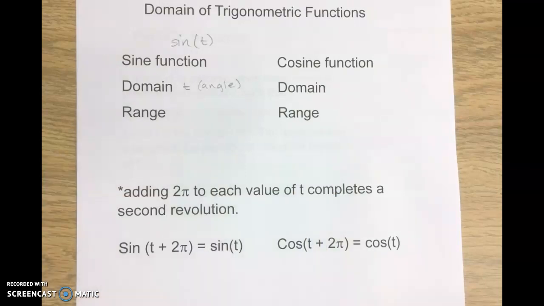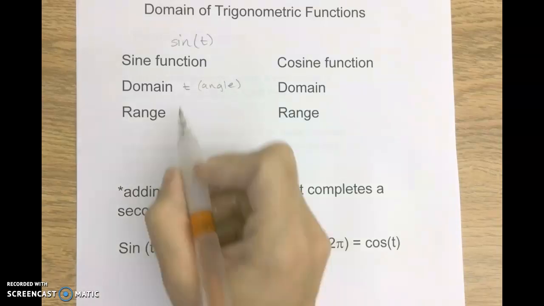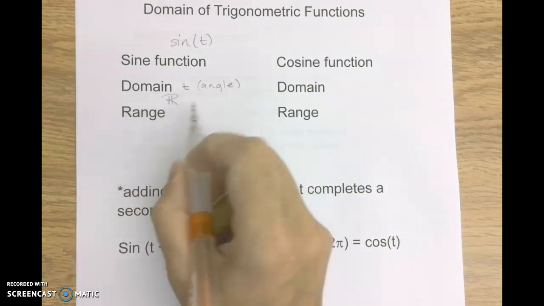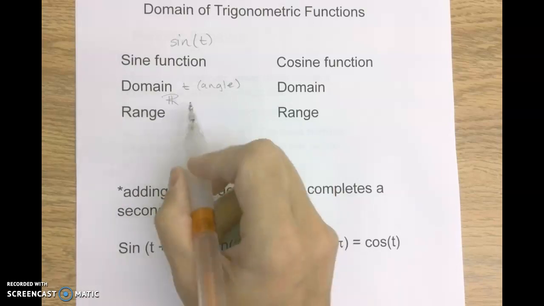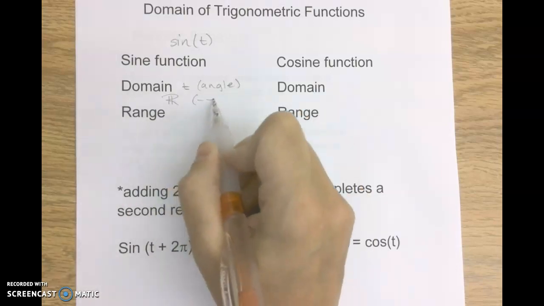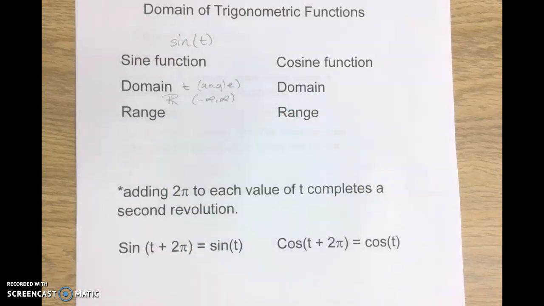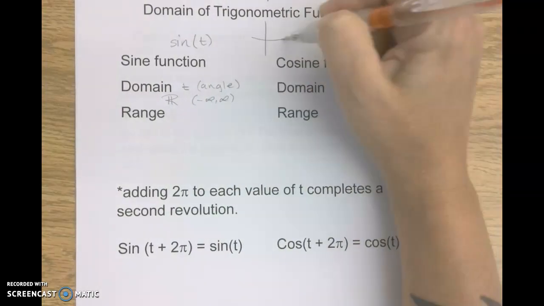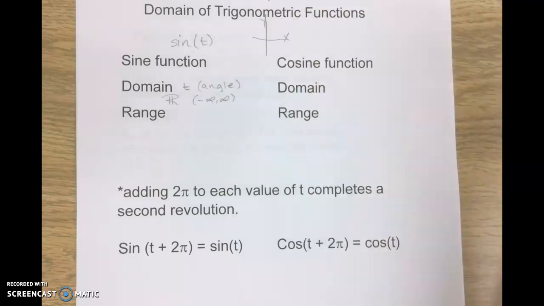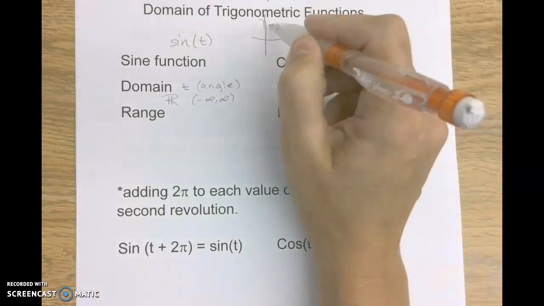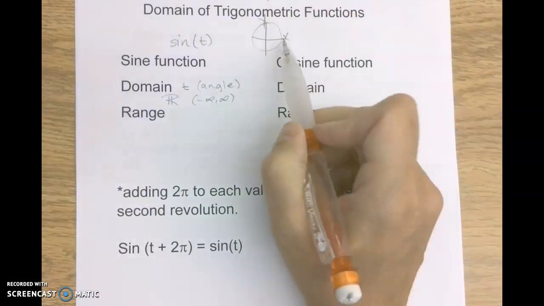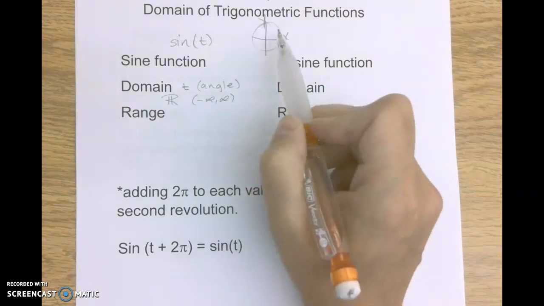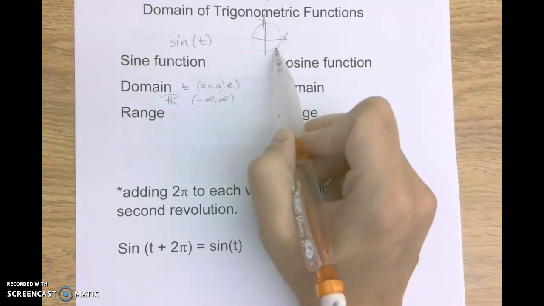There's all sorts of angles. I can go negative as far as I want in the negative angles. I can go as far as I want in the positive angles. So we would say that the domain for a sine function is all real numbers, or negative infinity to positive infinity. Again, we are in an xy coordinate system, okay? And we do have this unit circle. So I can go around and around and around as many times as I want to for those angles.